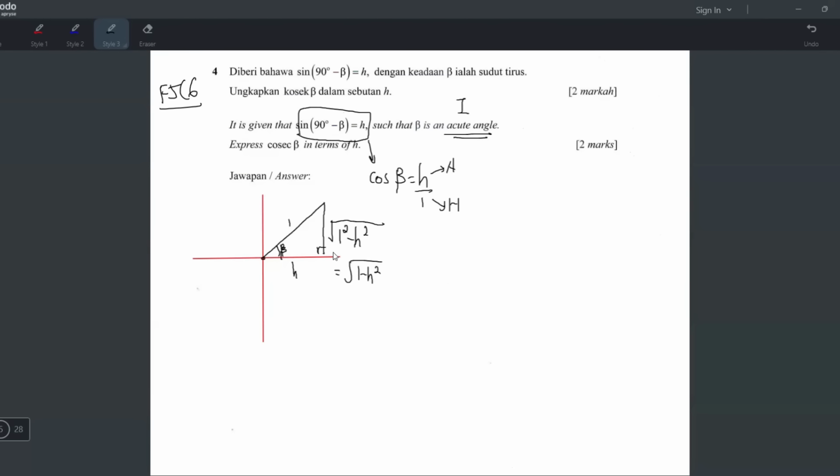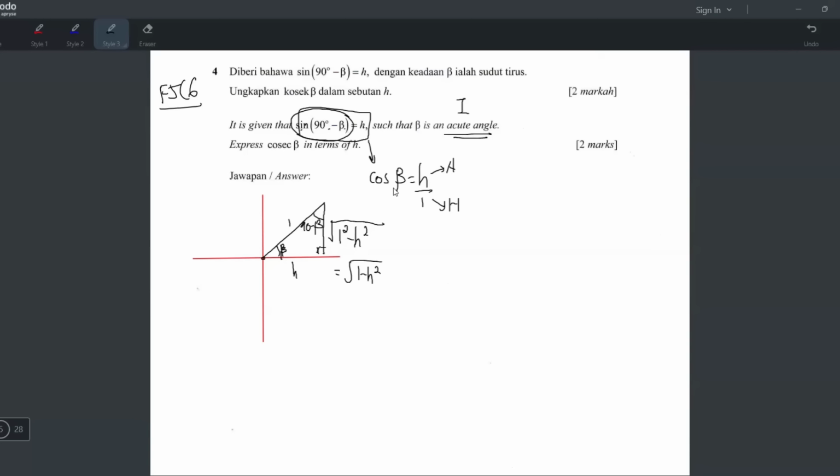Alright, I want to explain now why this whole thing can change to cos beta. Sin 90 minus beta. Do you realize this one is beta, this one is 90, right? What is the angle up here? It will be 180 minus 90 minus beta, which is 90 minus beta. So sin 90 minus beta equals h. That means sin 90 minus beta is opposite over hypotenuse, but it's the same as cos beta also, adjacent over hypotenuse. Did you realize that?